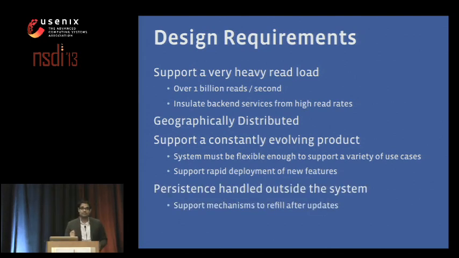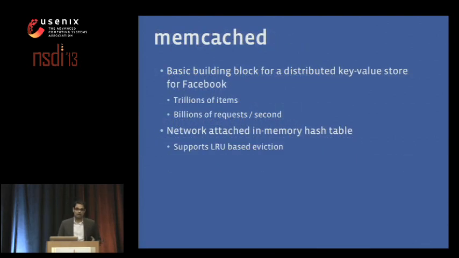Luckily for us, we do not handle persistence. We do not make persistence guarantees. We are a cache. We can evict things at different times, and we have mechanisms to support refill of our system. So our basic building block for a distributed key value store is based on Memcached, which you've heard a lot about, so I don't need to go into it. It's just a network attached in-memory hash table. A lot of the concepts here apply to any kind of piece that you put in there, but we use Memcached. The concepts aren't limited to Memcached itself.